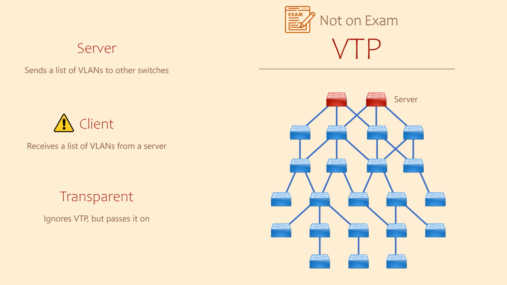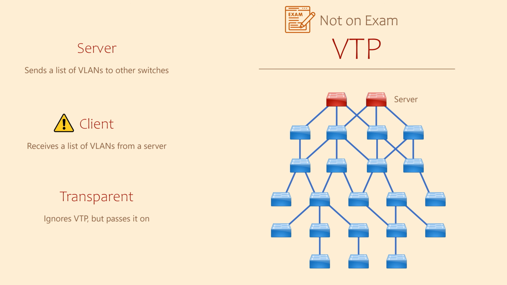Transparent switches will see these VTP messages, but they'll only pass them on. They don't configure any VLANs themselves. In the case of these switches, they will still need manual VLAN configuration. Over time, a lot of people found that VTP was quite frankly more trouble than it's worth. As we said, a single mistake can bring down your entire network.